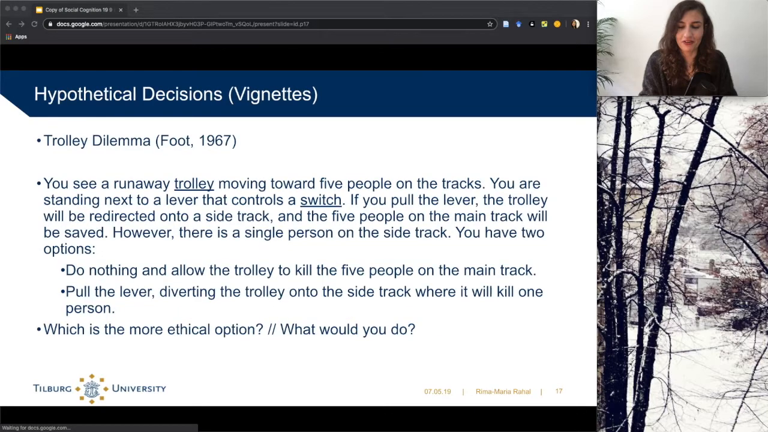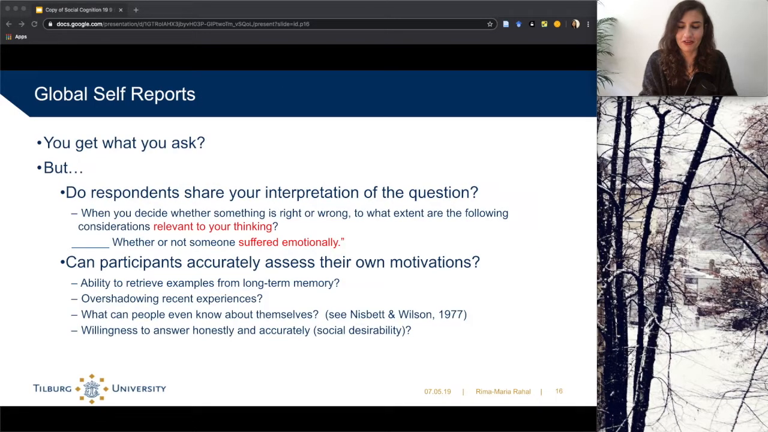One of them is to ask yourself whether your respondents actually share your interpretation of the question. So do you formulate the question in a way that all of the people who are trying to answer the question will understand it the same way that you intended it to. So, for instance, if we go back to just the question posed from the Moral Foundations questionnaire that I just read to you, remember it goes, when you decide whether something is right or wrong, to what extent are the following considerations relevant to your thinking?